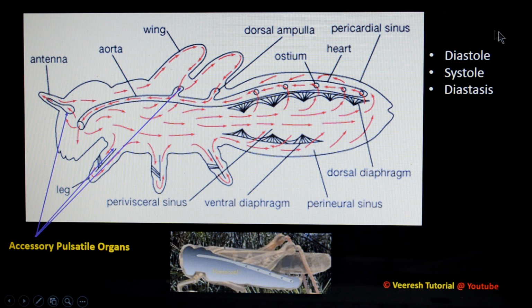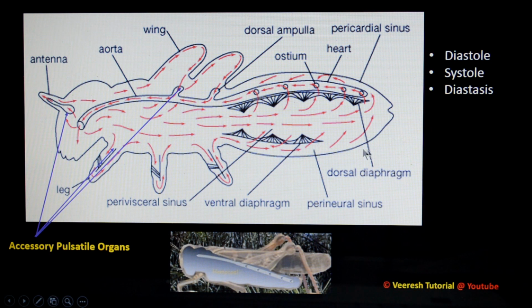There are three phases involved in the blood movement. First is the diastole phase, that is expansion of the heart muscles, the alary muscles. Systole phase means contraction of the alary muscles. Diastasis means the expanded condition of the heart after diastole. In simple words, the heart rests in an expanded condition.